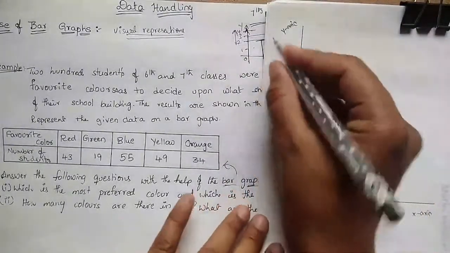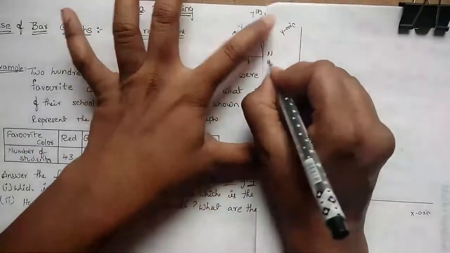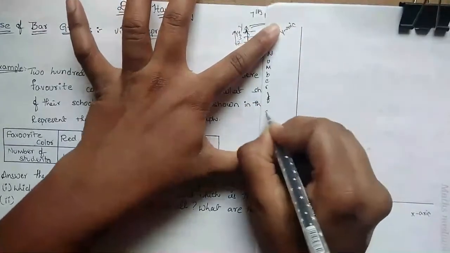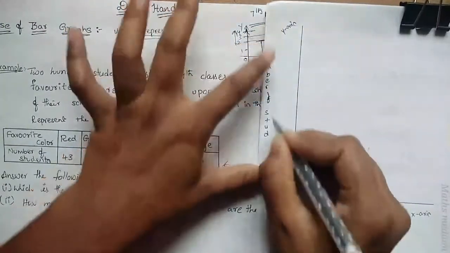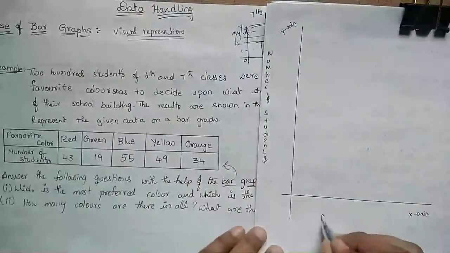Next, coming to here, the axis is measuring the number of students. So it was the number of students axis, and this was the favorite color.